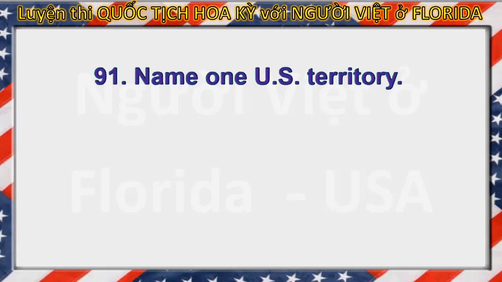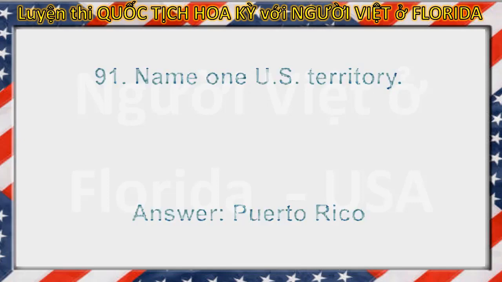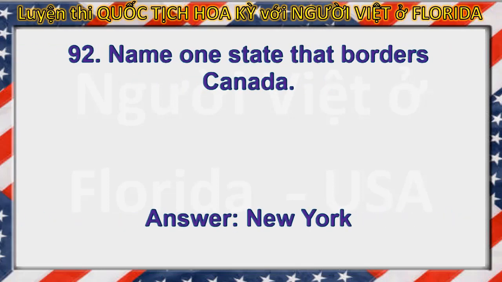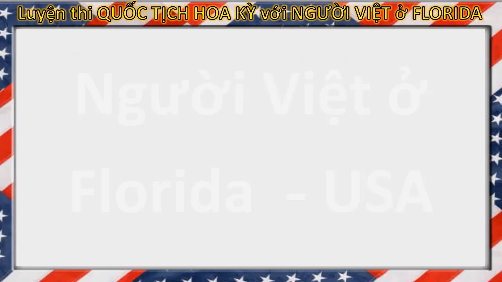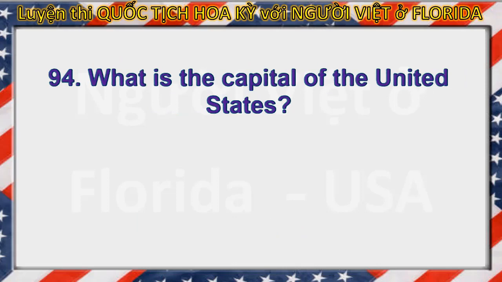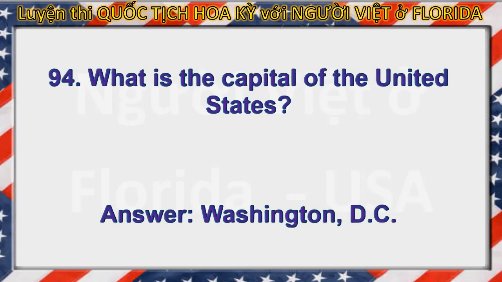Name one U.S. territory. Puerto Rico. Name one state that borders Canada. New York. Name one state that borders Mexico. New Mexico. What is the capital of the United States? Washington, D.C.